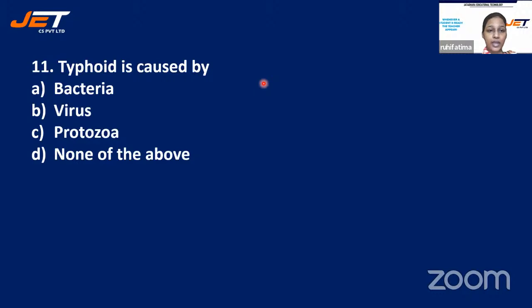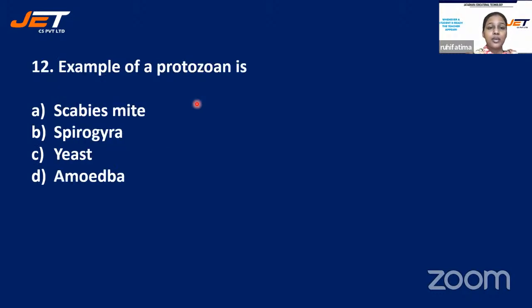Typhoid is caused by dash. It is bacteria, virus, protozoa, or none of the above. We did this in the theory. You can answer this. Quick, students. Okay, and typhoid is caused by bacteria. It is a bacterial disease.